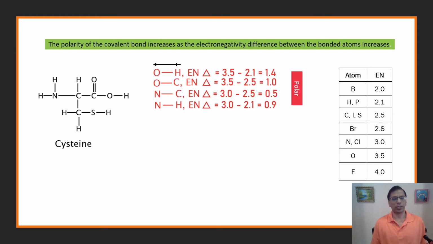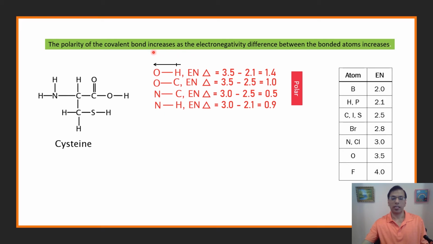So you have the OH bond, the oxygen-carbon bond, the nitrogen-carbon bond, and the nitrogen-hydrogen bond. All these bonds are polar. The reason they are polar is because the electronegativity difference between the bonded atoms is more than 0.4.